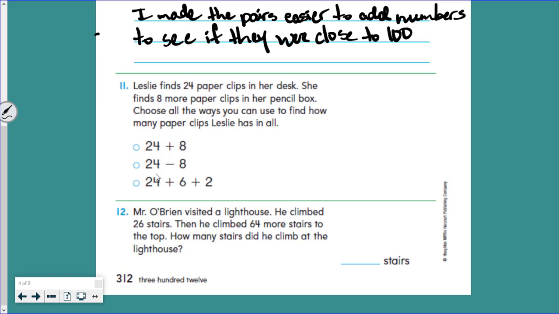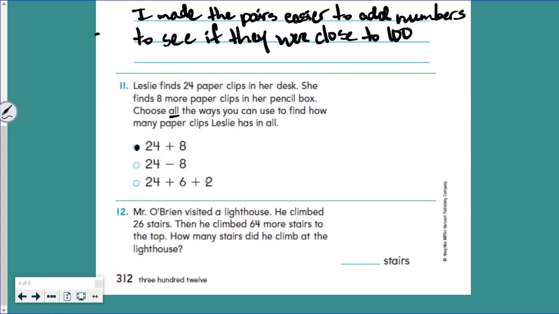Leslie finds 24 paper clips in her desk. She finds 8 more paper clips in her pencil box. Choose all the ways, all, that's important. That tells me there's going to be more than one answer. Choose all the ways you can use to find how many paper clips Leslie has in all. Well, if she had 24 and then she finds 8 more, then that means we're going to add 24 plus 8. So this could be a way, right? Subtraction, no, that's definitely not a way.